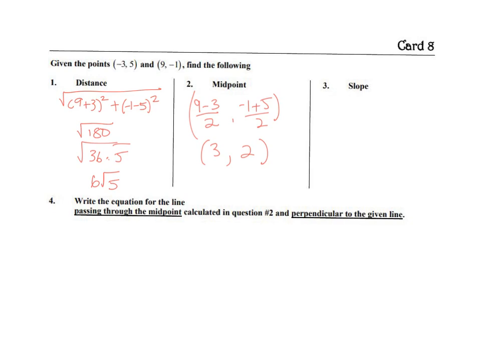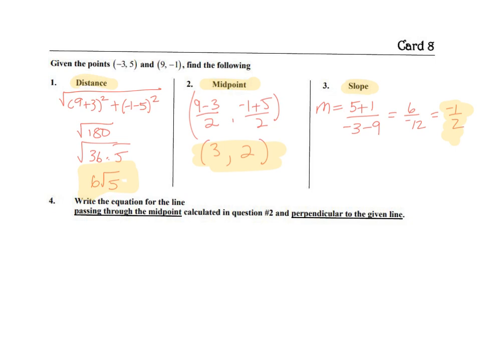The next thing, we're looking for our slope. The slope is the change in y over the change in x, the rise over the run. So we're looking at 5 minus -1 over -3 minus 9. So we're looking at 6 over -12, so our slope there is -1/2. So we've got the first part done, where we were asked to find the distance, the midpoint, and then the slope.